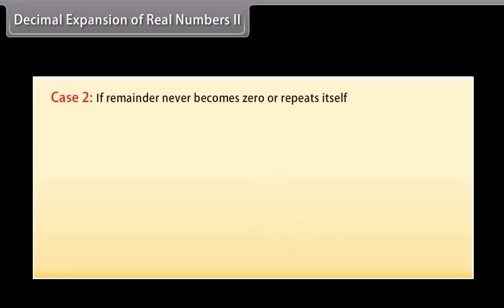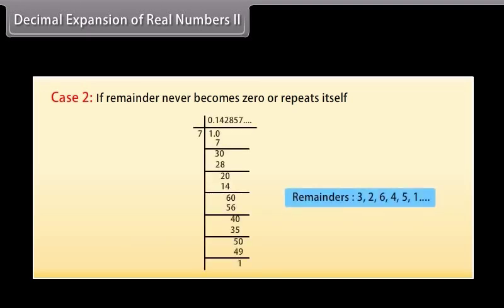Case 2 is, if the remainder never becomes 0 but repeats itself, then the decimal expansion of such numbers is non-terminating recurring. Example. Let us now have a look at one example.